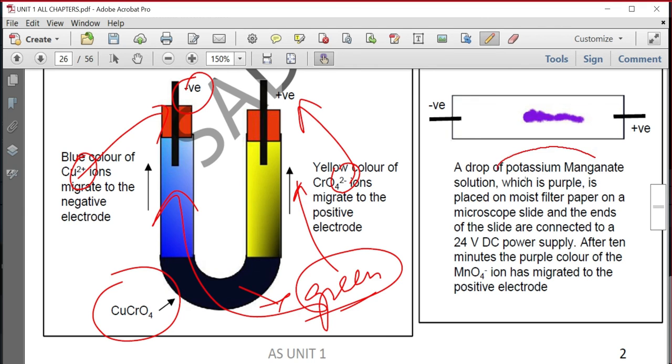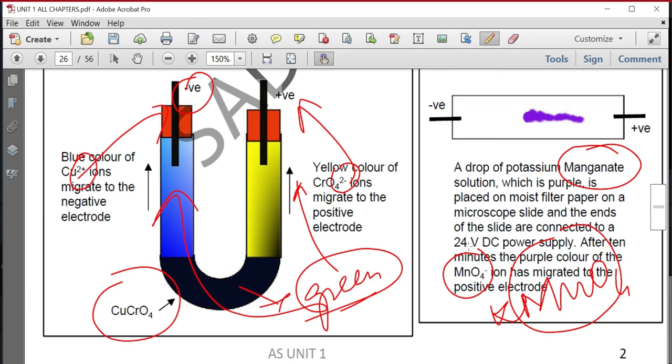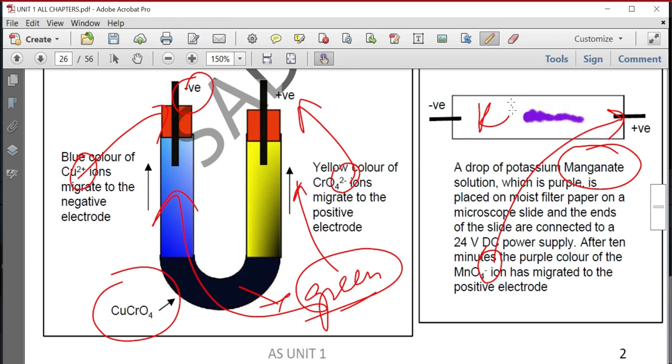The second example is of potassium manganate. In this potassium manganate, potassium ions are colorless. They are not transition elements, so they are colorless. Only the manganate ion is going to show the color. So in KMnO4, this manganate ion will start migrating. What is the charge on manganate? Negative charge is there on it. You can see this. So it will move to the positive electrode. And you won't be able to see potassium moving to the other side, because potassium is a non-transition element, so it doesn't show any color.